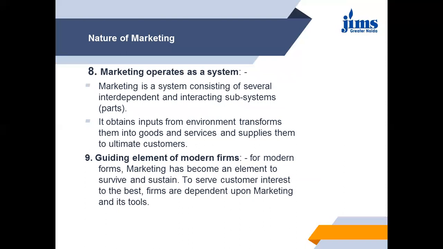So marketing begins with, rather, starts operating at the supplier side. So the firm is one subsystem. The firm's customers form another subsystem. The firm's environment is the third subsystem. The goods and services is the next subsystem. So these all have an interplay and operate together to give marketing the shape of a system.